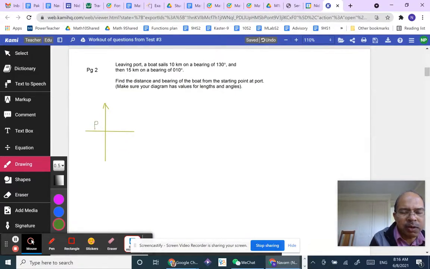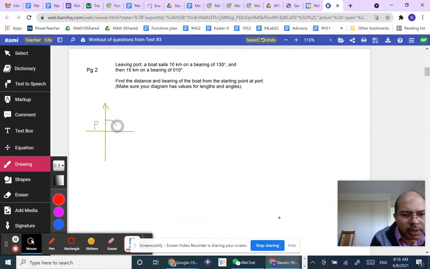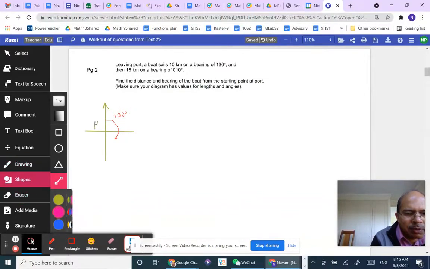So the boat sails 130 degrees from P, which simply means you go from the north direction clockwise and count about 130 degrees, let's say up to here. If that's 130 degrees, then we draw a line from this point, and let's say this is what we can call 10 kilometers. After that, the boat turns and goes on a bearing of 10 degrees, 15 kilometers.